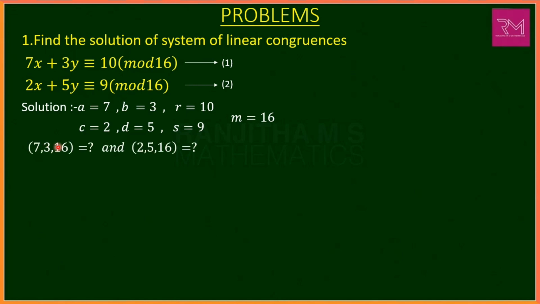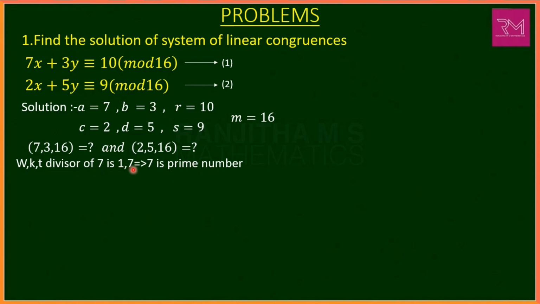Next, what's the first step? We have to find the GCD of a, b and this m. Also, we have to find the GCD of c, d and the value m. That is, we have to find the GCD of 7, 3, 16 and the GCD of 2, 5, 16. We already discussed in a previous video how to find the GCD in a simpler way. That means we have to find the divisors of all these values. Among these divisors, the greatest common divisor is nothing but the GCD of these values. First take 7: the divisors of 7 are 1 and 7 itself, because 7 is a prime number.